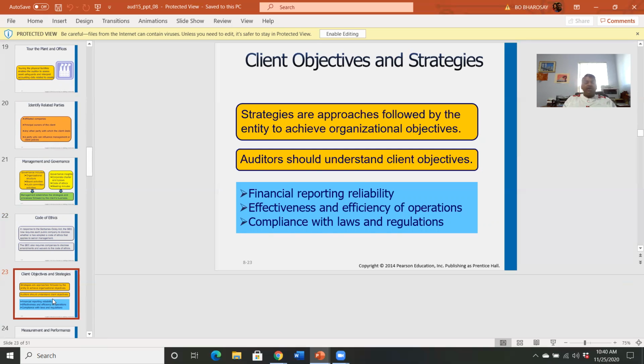Client objectives and strategies. Strategies are the approaches followed by the entity to achieve organizational objectives. What are the approaches they're following? The auditor should understand what the client objectives are, especially in relation to financial reporting reliability, effectiveness and efficiency of operation, and compliance with laws and regulations.